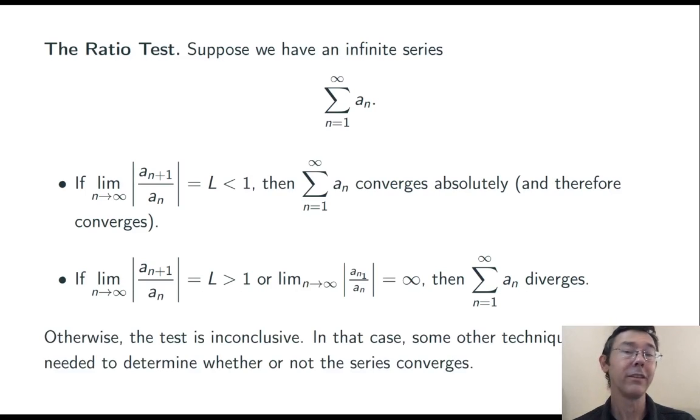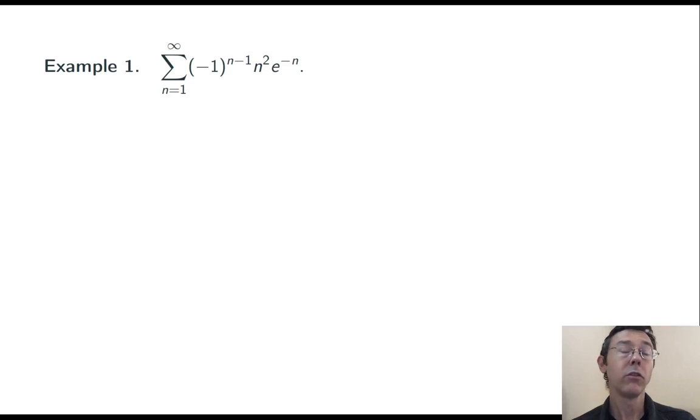If the limit L is exactly 1, then the ratio test doesn't tell us anything. We need a different technique to determine if the series converges or diverges. So let's do a few examples.